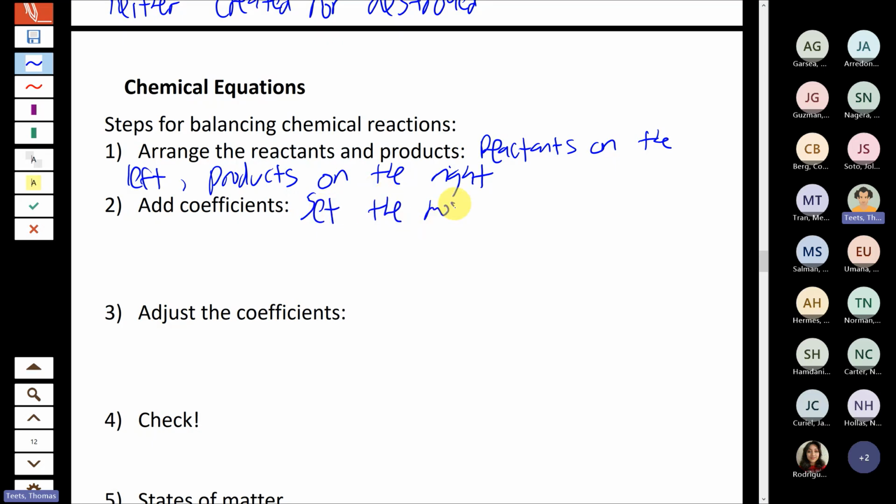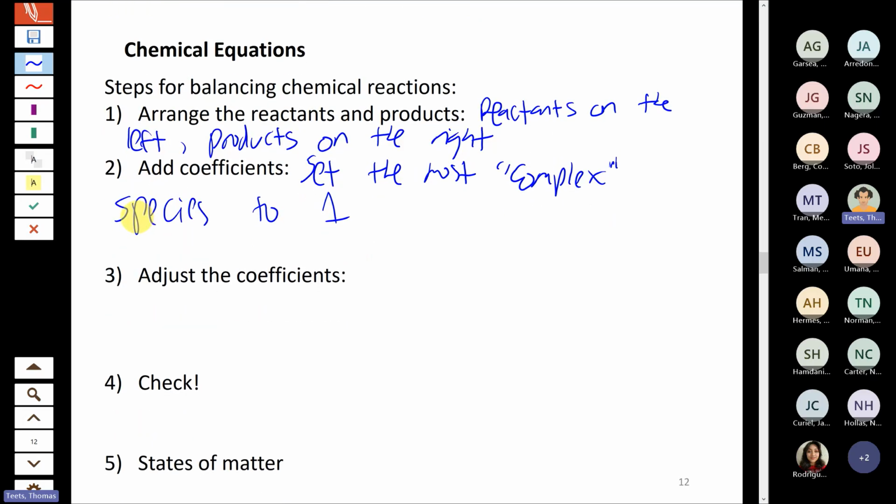Sometimes it's not obvious. There's more than one way to approach it. But if you find one substance in your chemical equation that looks particularly complex, it has a lot of different elements in it, set that to a coefficient of one and sort of balance from there. Then you just have to adjust the coefficients to make sure that the atoms balance on both sides. Same number of atoms on the left side of the arrow as on the right side of each element that's in this equation.